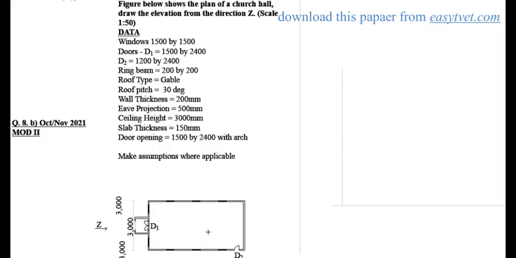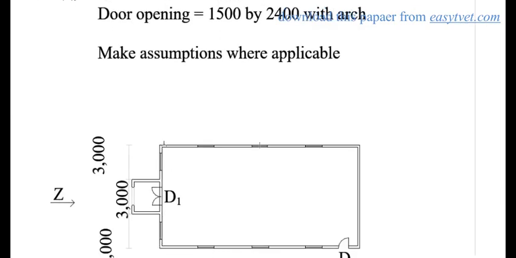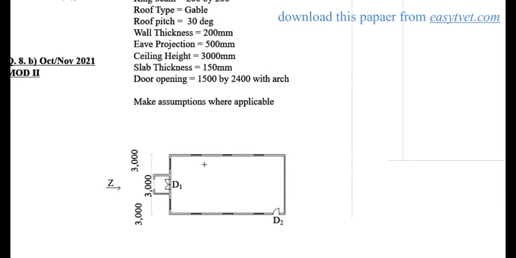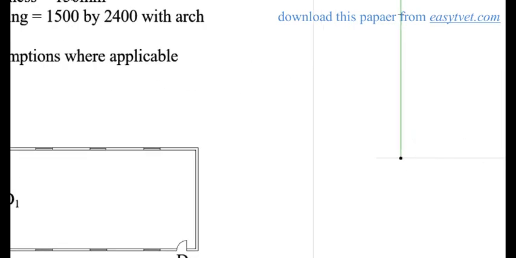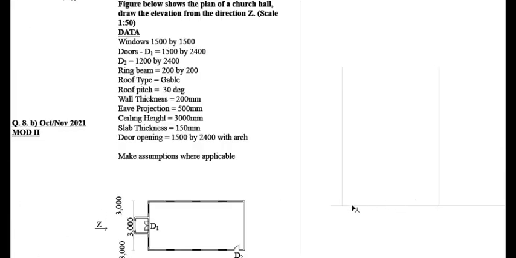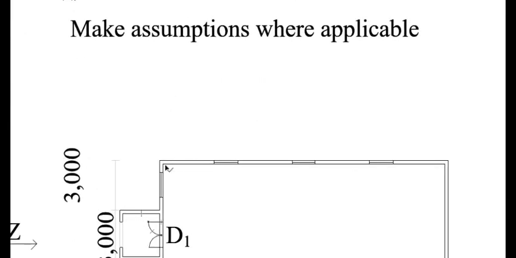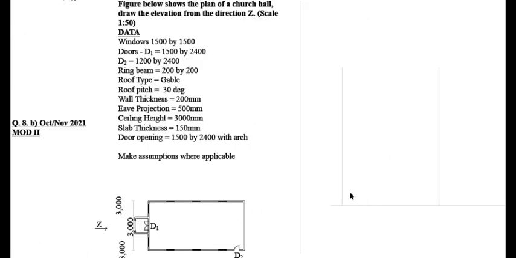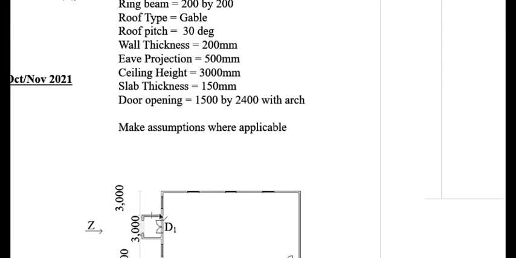Then, since the total distance from this point to this point is 9,000 millimeters, to the scale you are going to divide it by 50 to get 180. So from this point here, measure 180 going this side. So you'll have the exterior of the other wall placed like that. We need the exterior also for this one.